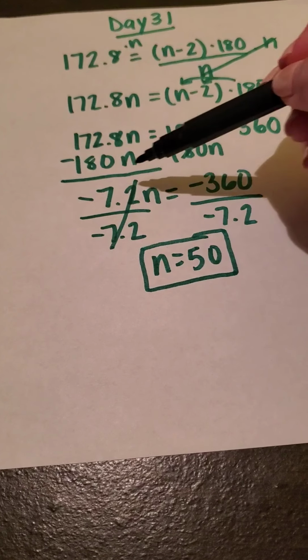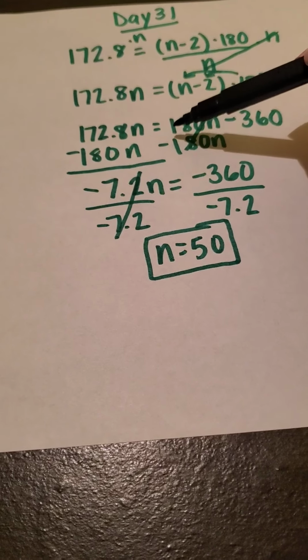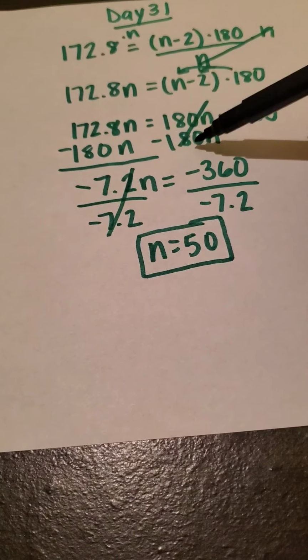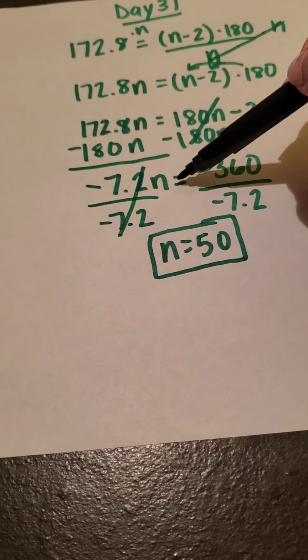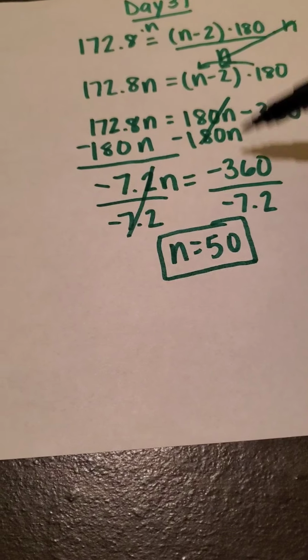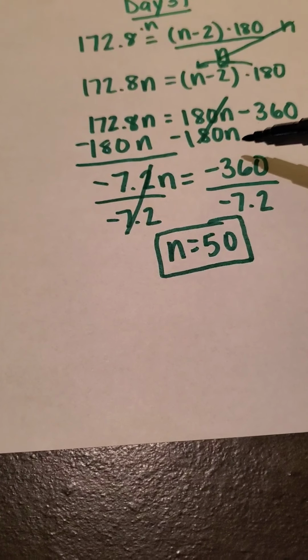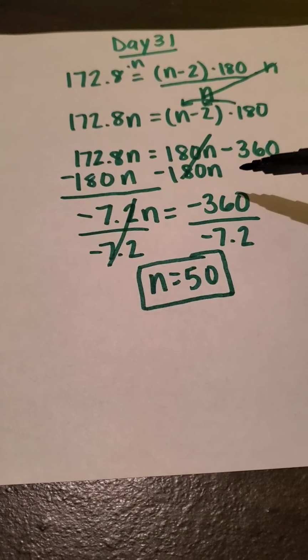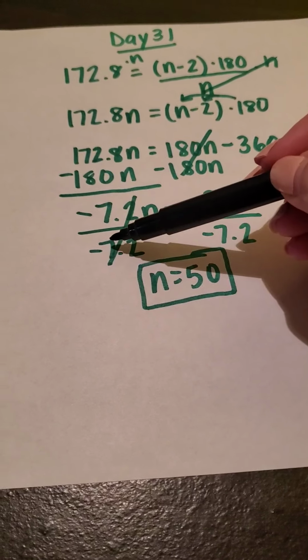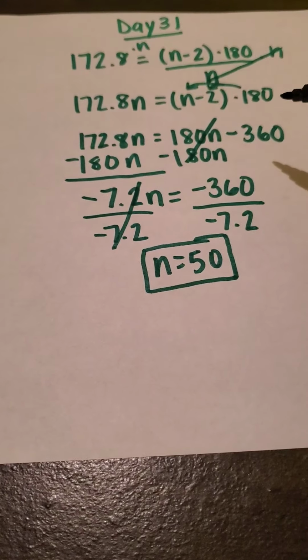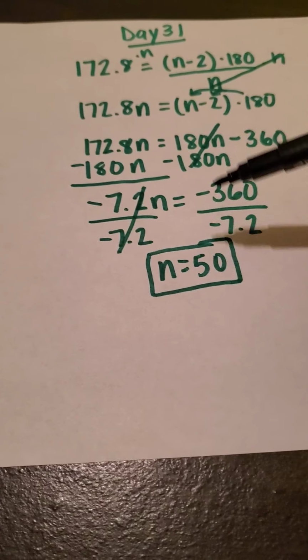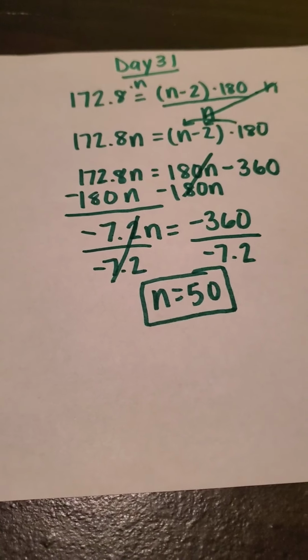I'm going to move my n's to the same side. So every time I'm going to subtract 180n. I'm going to do that every single time. I get that number is equal to negative 360. It will be equal to that negative 360 every single time. And then I'm going to divide by whatever number is here. And that is going to tell me how many sides my polygon has. If I want to check my answer, I can go ahead and plug it back in.